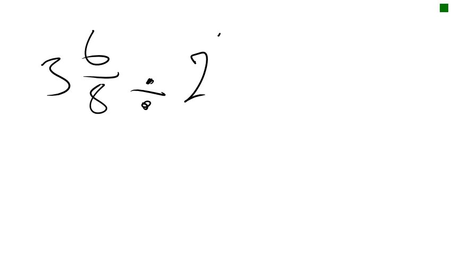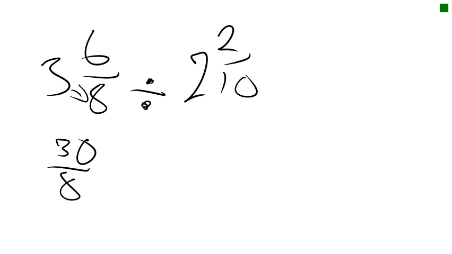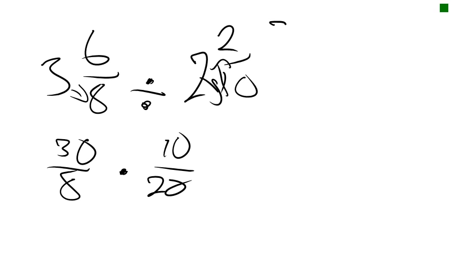Same numbers, whole numbers, mixed fractions included. Again, we're looking at division. We need to put these in improper fractions. 3 times 8 is 24, plus 6 is 30. I'm going to just do the math and flip it at the same time, do the inverse. This is 10 over 22. 2 times 10 plus 2 would be 22 over 10. The inverse for our multiplication.